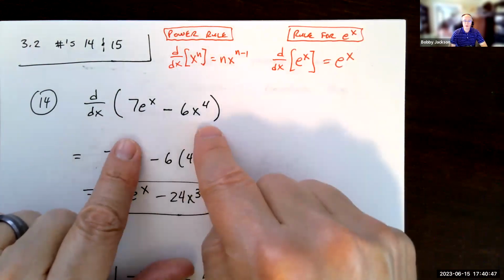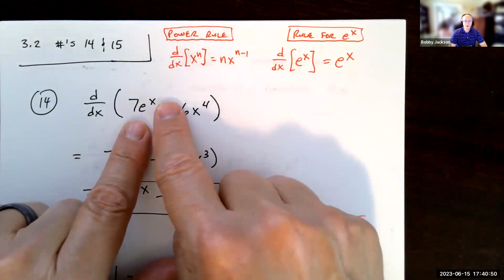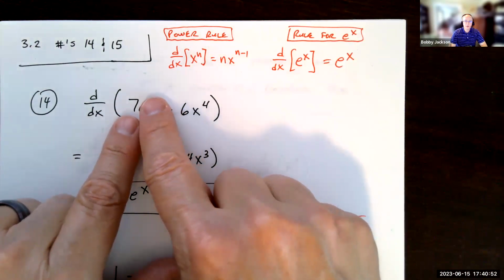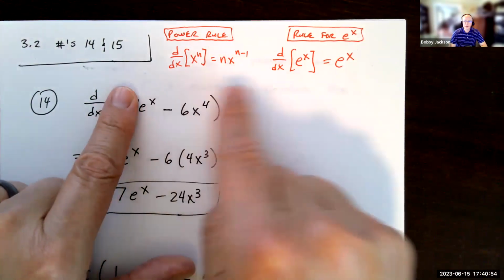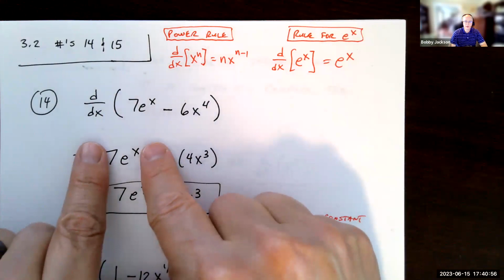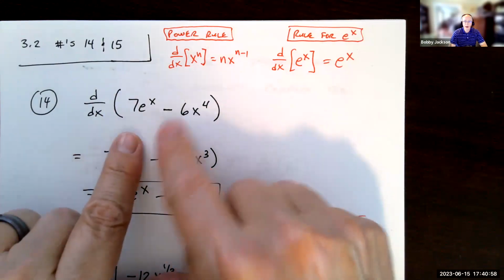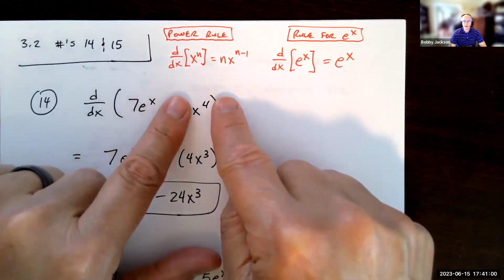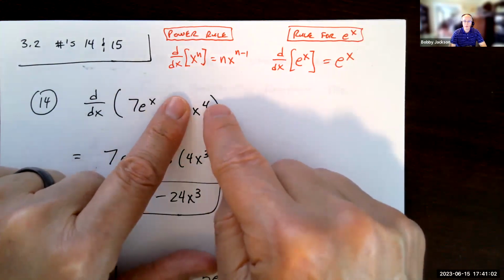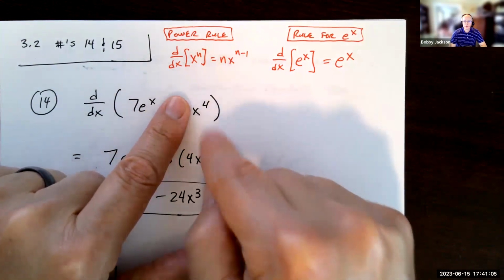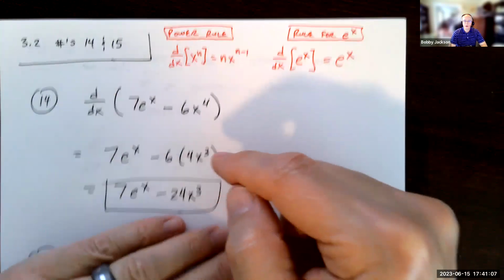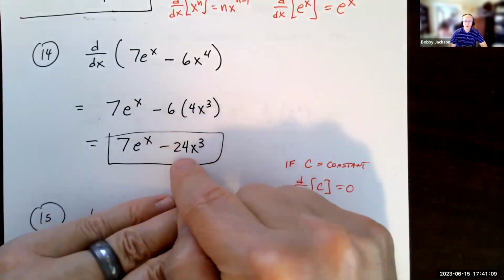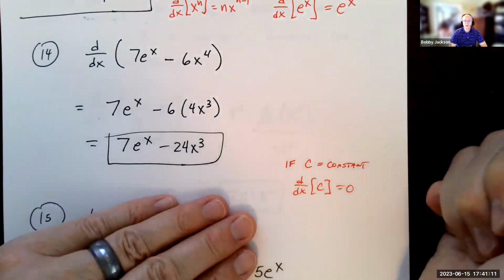We've got the difference of two functions. So the derivative of 7 e to the x, 7 is a constant multiple, pulled out. What's the derivative of e to the x? Easy rule, right? 7 e to the x. Minus, pull that 6 out. What's the derivative of x to the fourth? Power rule, right? Bring the 4 down, subtract 1 from the power, left with 3. Clean this up, 6 times 4, 24. There's the derivative. Real easy.